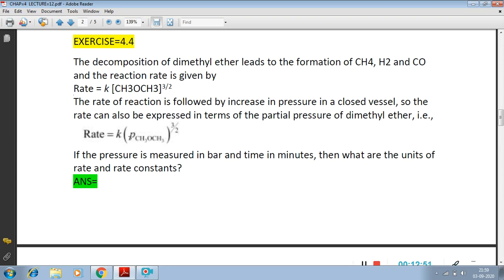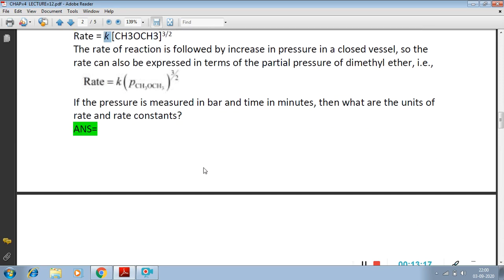Rate is equal to K into pressure of ether raised to 3 by 2. Now pressure is measured in bar and time is measured in minutes. So we have to find out the units of rate, that is R, and rate constant K. Those two units we have to find out here.